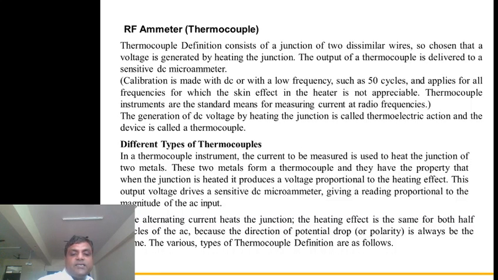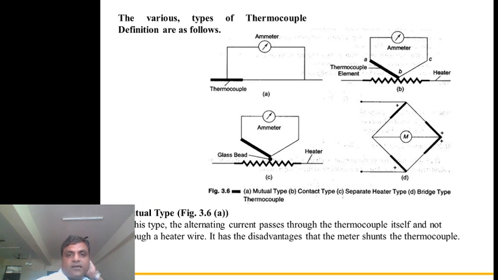The AC current heats the junction. The heating effect is the same for both half cycles of the AC, because the direction of the potential drop does not matter. The various types of thermocouple are as follows.